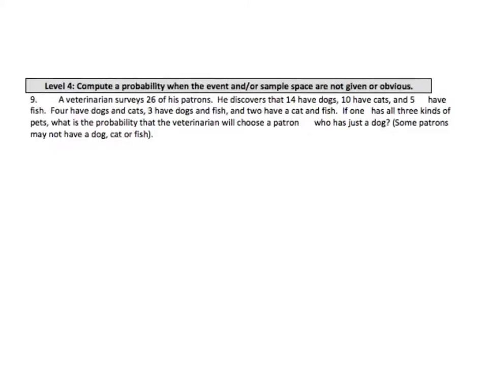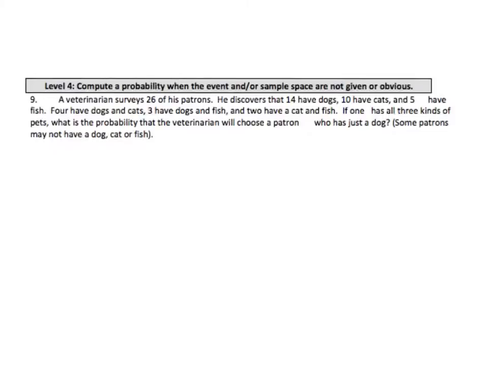So in number 9, it says a veterinarian surveys 26 of his patrons. He discovers that 14 have dogs, 10 have cats, and 5 have fish. 4 have dogs and cats, 3 have dogs and fish, and 2 have a cat and a fish. If one has all 3 kinds of pets, what's the probability that the veterinarian will choose a patron who just has a dog?